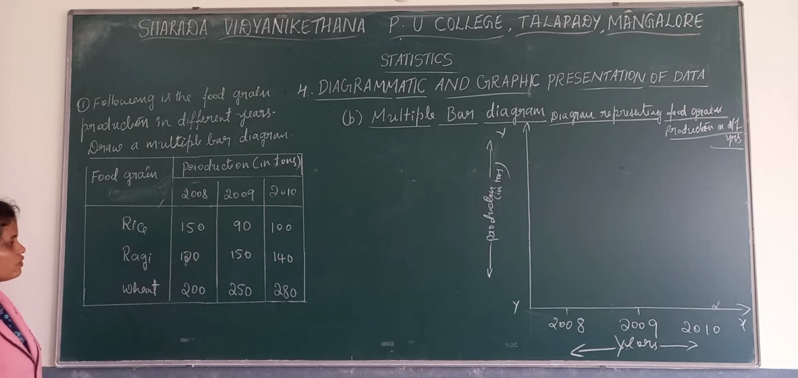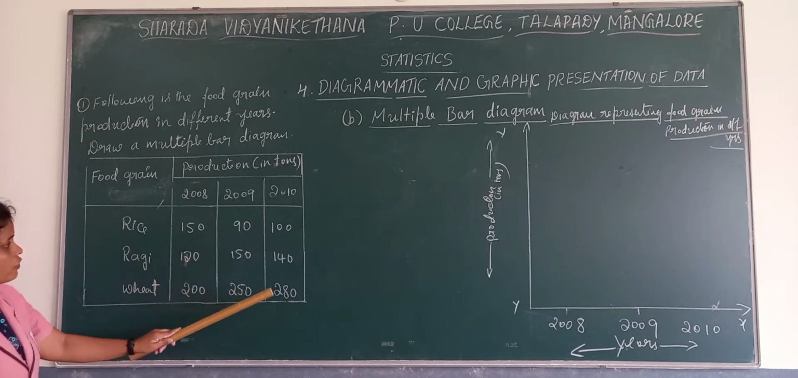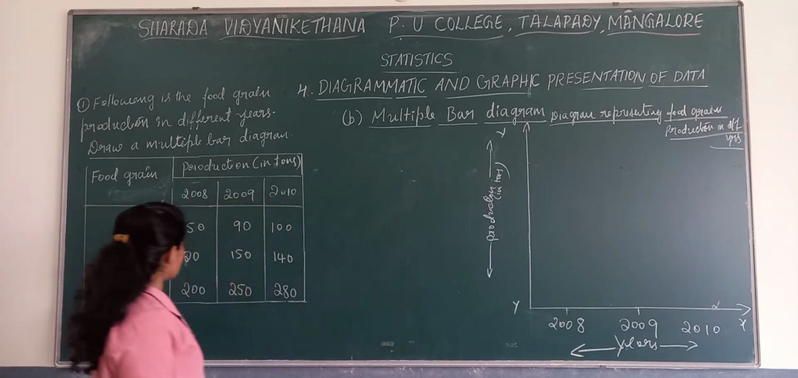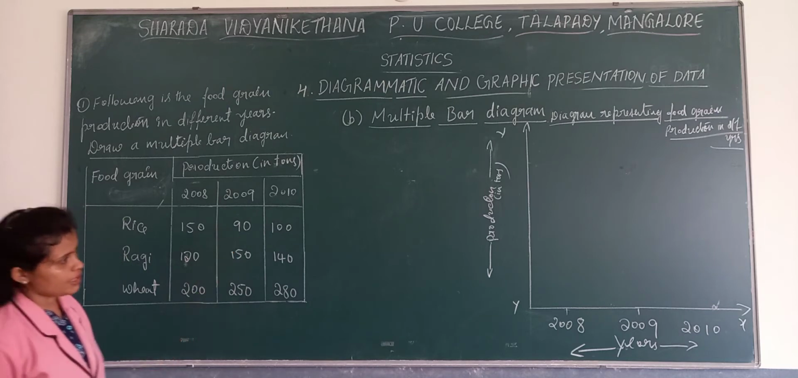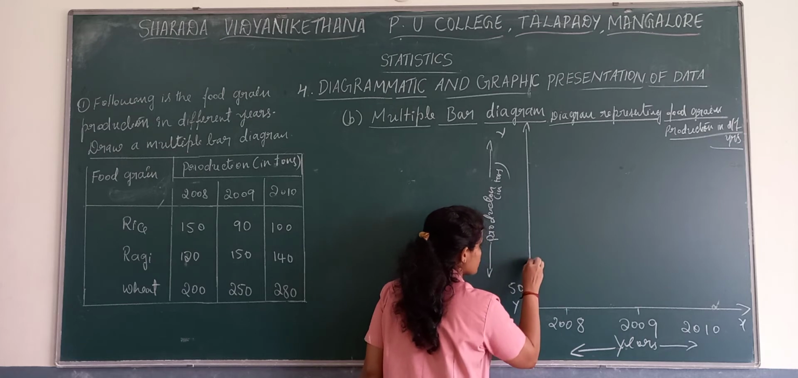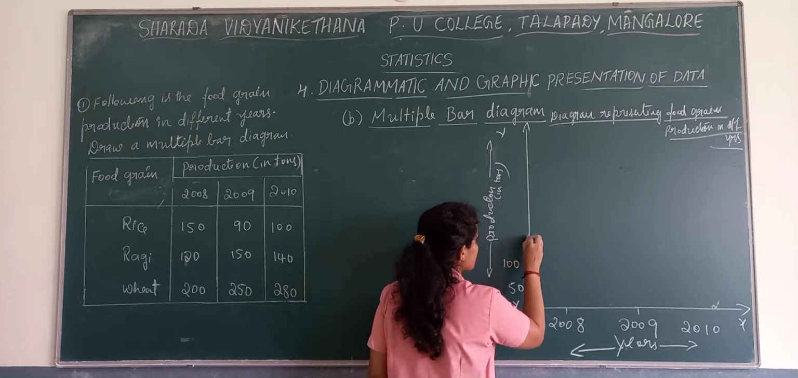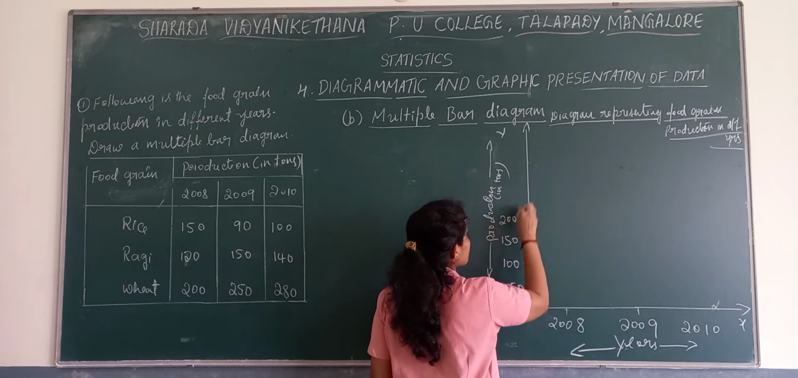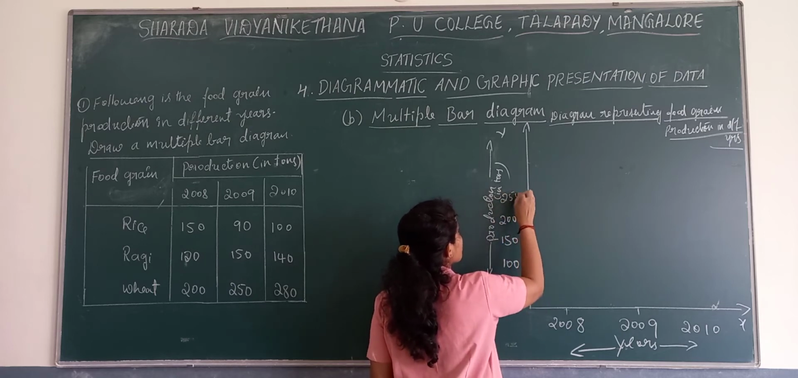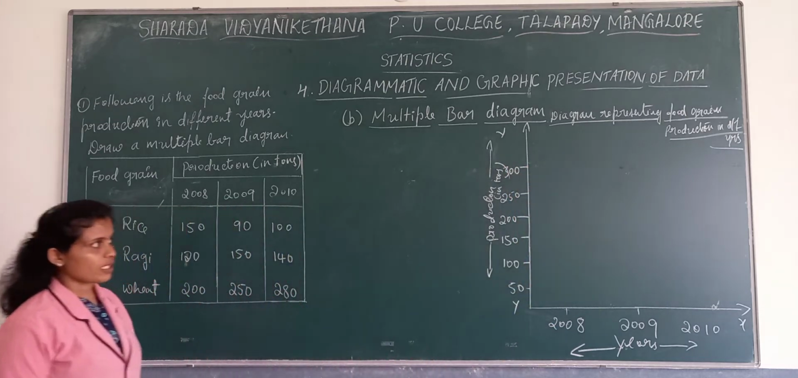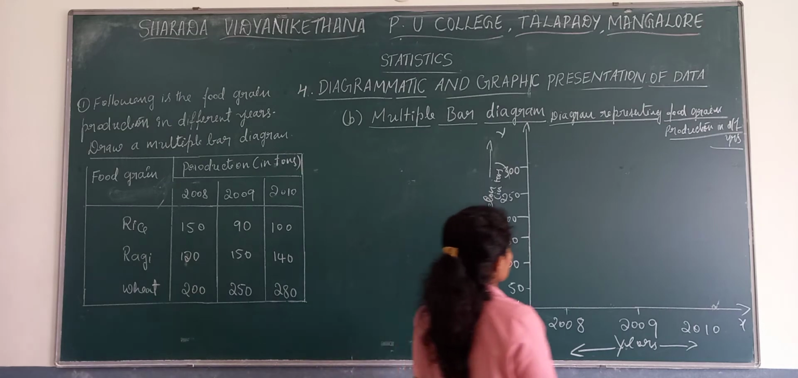The least value we have is 90, and the highest value here is 280. So at least up to 300 we need to take. The least is 90, so we'll start with 50, 100, 150, 200, 250, 300. Here we have taken the production values.